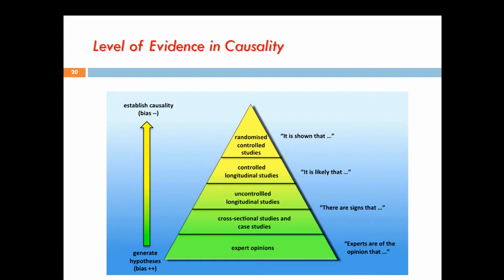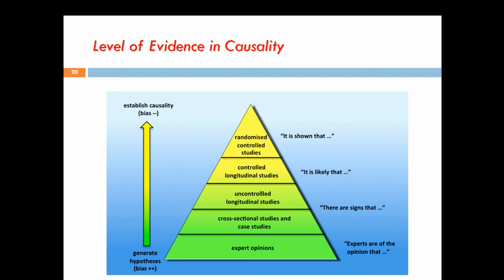With causality, in a randomized controlled trial you balance everything, you control a lot of things. If you are not familiar with randomized controlled trials, the pamphlet distributed to you has a very good explanation and example. You can conclude it's shown that A causes B. If it's not randomized but a controlled longitudinal study, it's likely that A causes B. Uncontrolled longitudinal study, there are signs that A may cause B. Cross-sectional study and case studies, A is related to B. You see how the terms differ? Expert opinions.